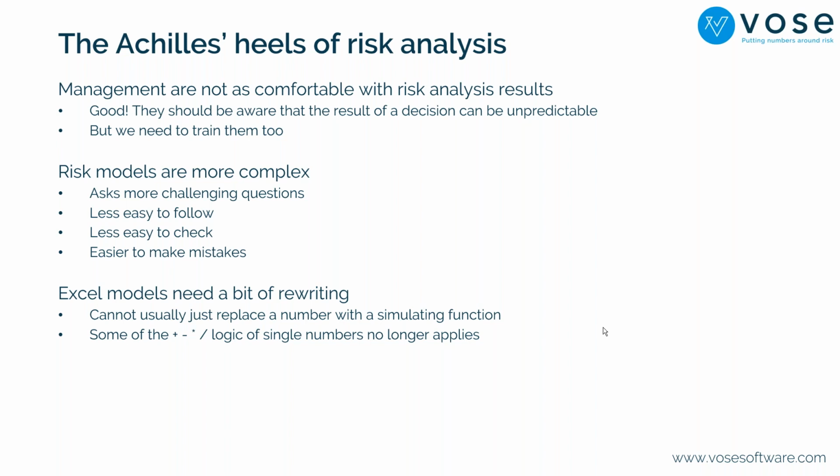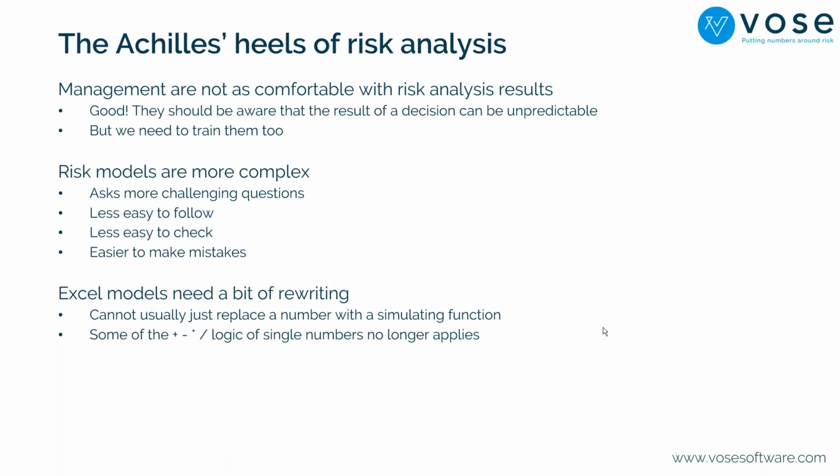There are a couple of other problems with risk analysis models. It isn't as simple as simply changing a number for a random function, something that generates random numbers. It's more complex. First of all, it asks more challenging questions about the structure of how things may or may not go wrong. So, for example, you could have a risk event that occurs, and that might really affect lots of things in your model. You need to be able to build in the logic that says, if this risk event occurs, then everything changes. And that makes for a more complex model. The risk analysis models are less easy to follow because they're a bit more complex, but also because the numbers keep changing. People hate that. When you hit the F9 key, you're seeing different numbers.